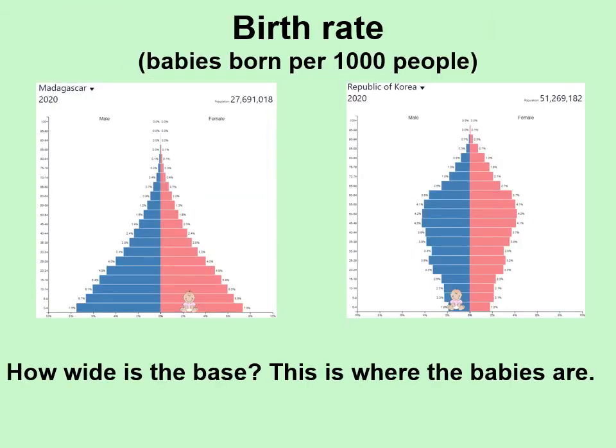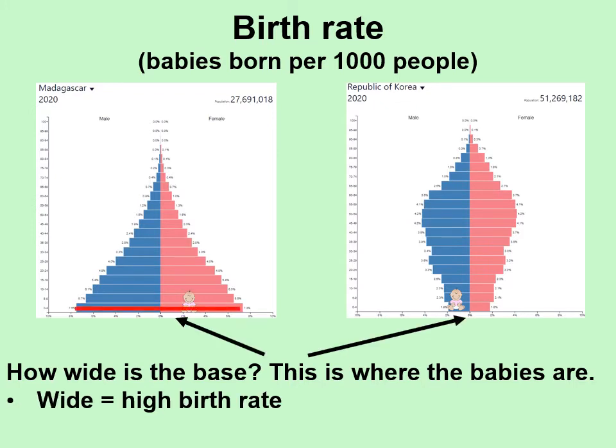From a population pyramid, we can get an idea of the birth rate, how many babies are born per 1,000 people. And we do this by looking at the bottom of the pyramid, at the age group 0 to 4, because that's where our newborn babies are going. So we want to work out how wide the bottom of the pyramid is. If we look at Madagascar, we have a wide base, okay? It's the widest bar on the population pyramid, and this means that we have a high birth rate. Lots of babies are being born.